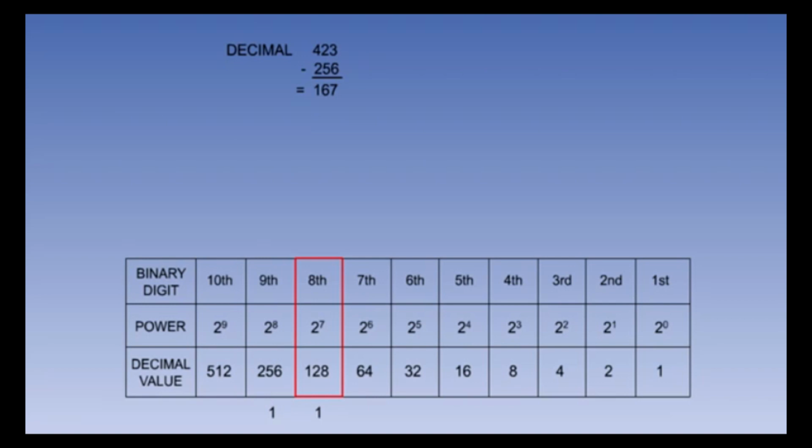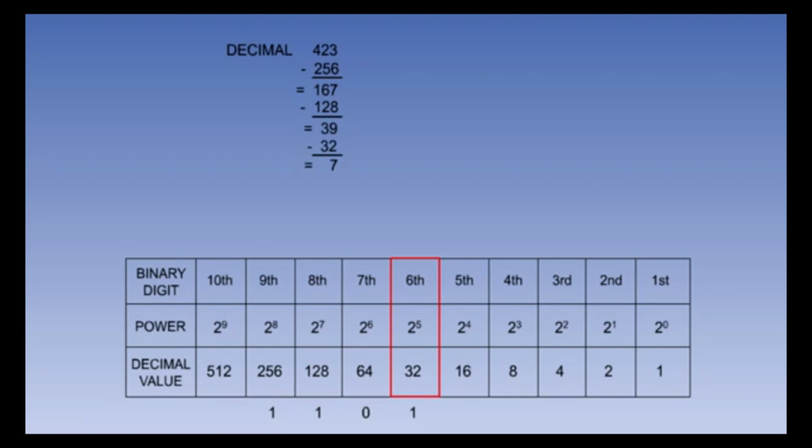This is greater than the next decimal value of 128, so we add a 1 under that column. Subtracting 128 from 167 leaves 39. This is less than 64, so we place a 0 under this column. It is, however, greater than 32, so a 1 goes under the 6th column.